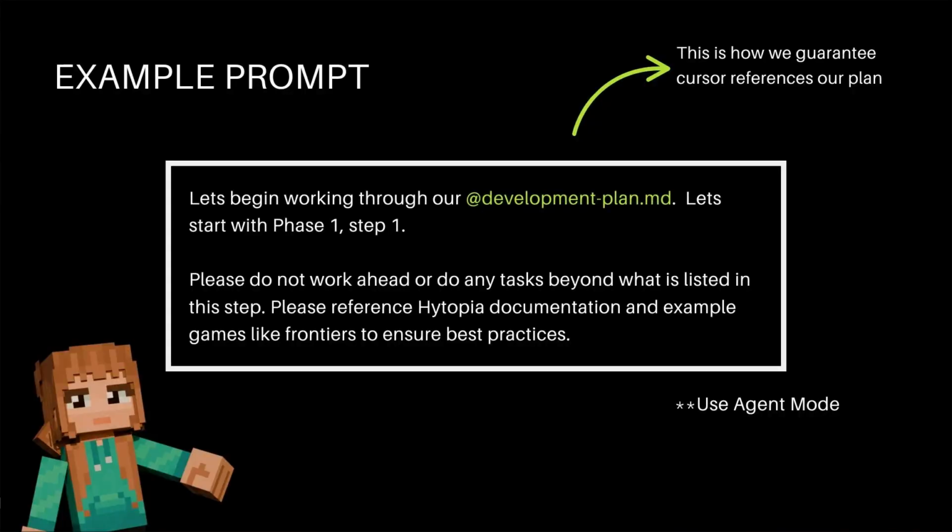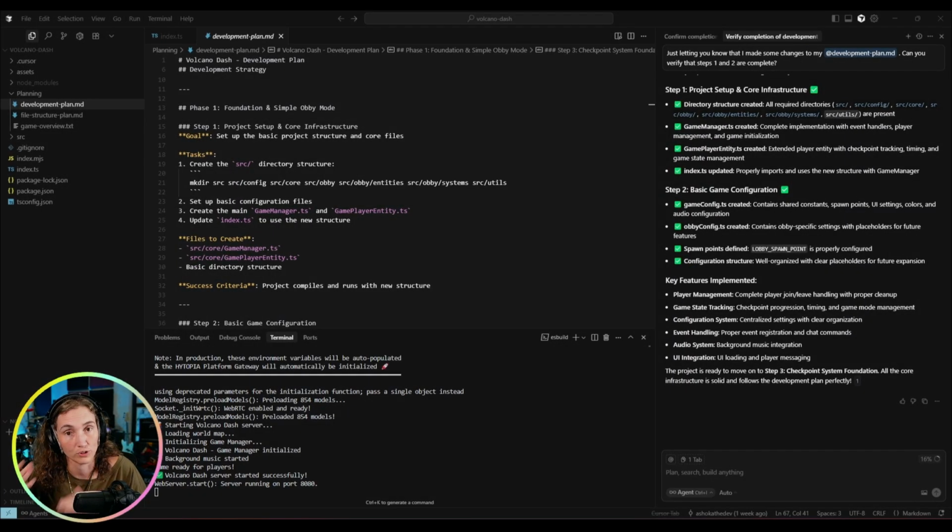To start, these first 2 steps in my development plan are basically just setup steps, and you'll probably have some similar setup steps as well. So the prompt that I used for the very first step in my plan was, let's begin working through our @development-plan.md. Let's start with phase 1, step 1. Please do not work ahead or do any tasks beyond what is listed in this step. Please reference Hytopia documentation and example games like Frontiers to ensure best practices. And I, of course, used agent mode for this since it was creating a lot of files.